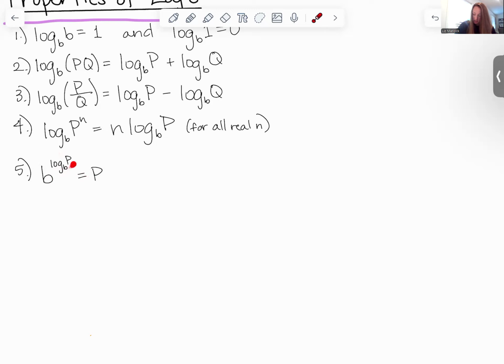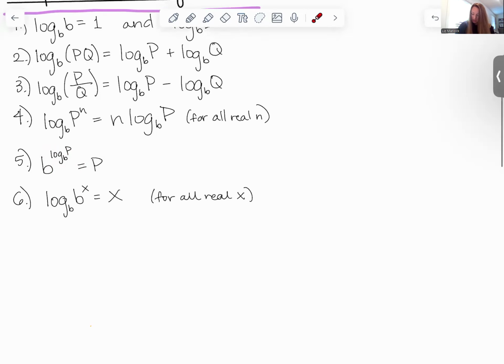And that's because the log base b of p, that we defined as the number that you raise b to in order to get p. And then log base b of b to the x is equal to x. And then I'm going to look at this one in a little more depth and see why it works, just using property 2.